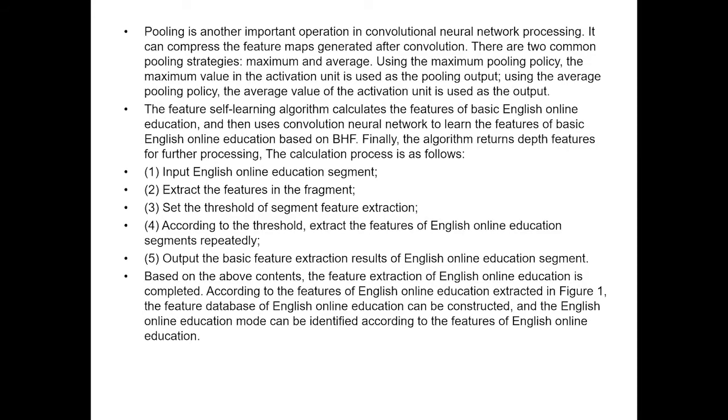Pooling is another important operation in convolutional neural network processing. It can compress the feature maps generated after convolution. There are 2 common pooling strategies, maximum and average. Using the maximum pooling policy, the maximum value in the activation unit is used as a pooling output. Using average pooling policy, the average value of the activation unit is used as output.